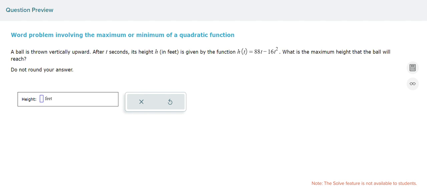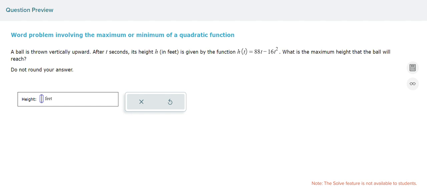So same idea. It says a ball is thrown vertically upward at t seconds. Its height h in feet is given by the function h of t is equal to 88t minus 16t squared. What is the maximum height? Or in other words, when it's saying maximum and minimum for us talking about quadratics, which is what this is, it is really just asking us another form of a vertex question, right? It says, what is the maximum height the ball will reach?